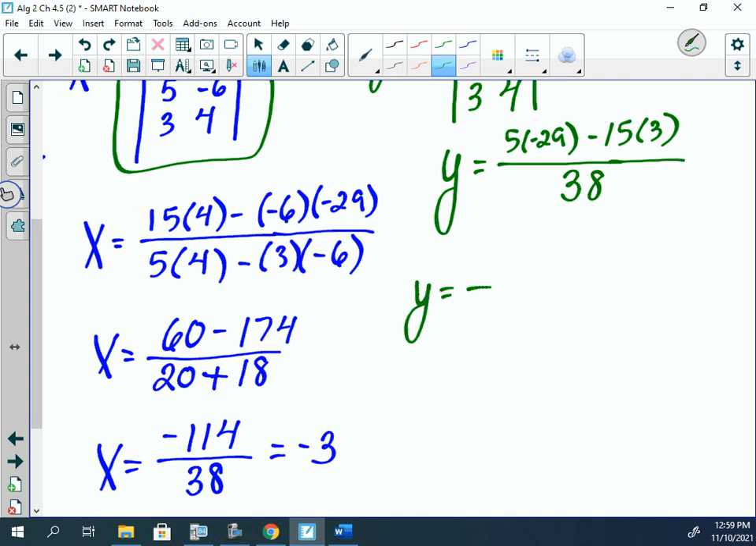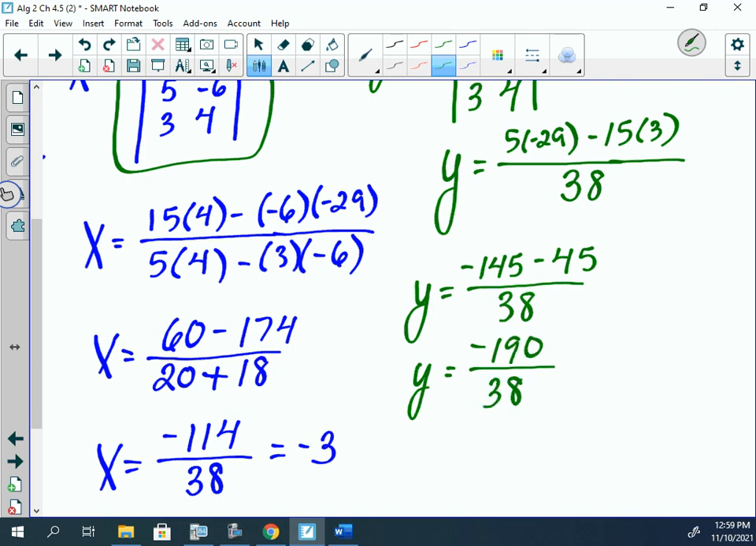So really the only determinant we really need to take is the numerator, because the denominator, we've already found the value for it. So we can do 5 times negative 29, which should be a negative 145. Negative 15 times 3 is negative 45, or 45. And if we subtract negative 145 and 45, we get negative 190. And negative 190 divided by 38 is negative 5.